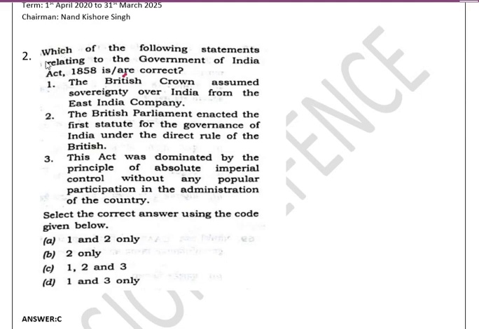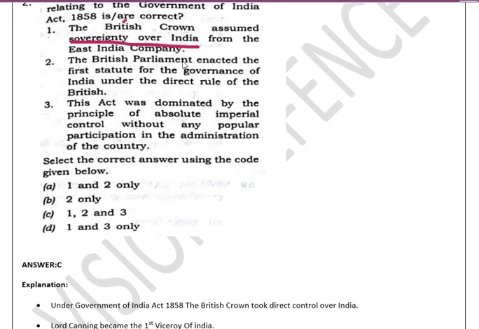Which of the following statements relating to the Government of India Act 1858 is or are correct? First, the British Crown assumed sovereignty over India from the East India Company. Yes, it is true. After the Sipahi Mutiny, which happened in 1857, the British government took over India under Queen Victoria's proclamation, and this was the first act enacted, and the British Crown took sovereignty over India. It is correct. Second, the British Parliament enacted the first statute for the governance of India under the direct rule of the British. Yes, it is after this act only that the East India Company was overthrown and the British directly ruled India. It is also correct.